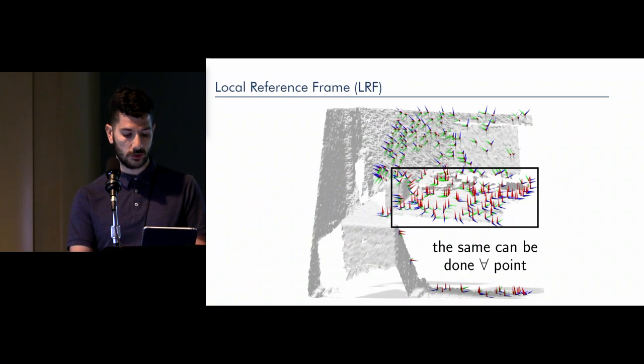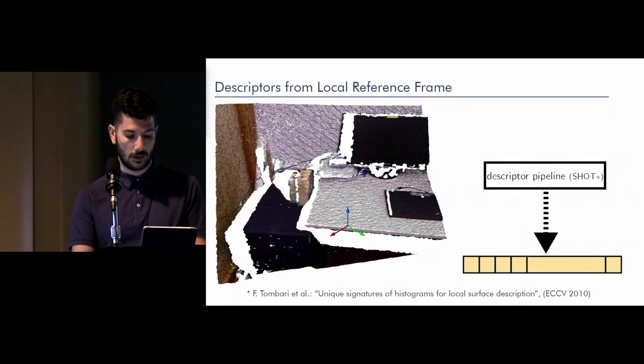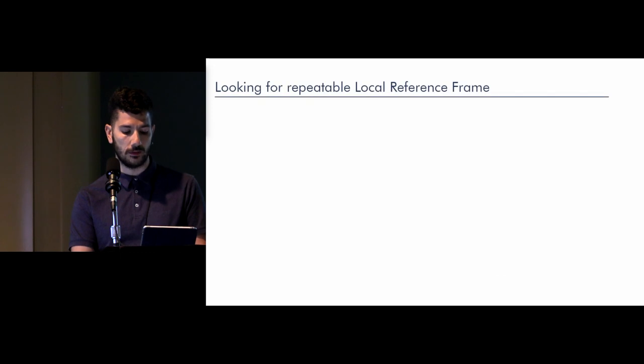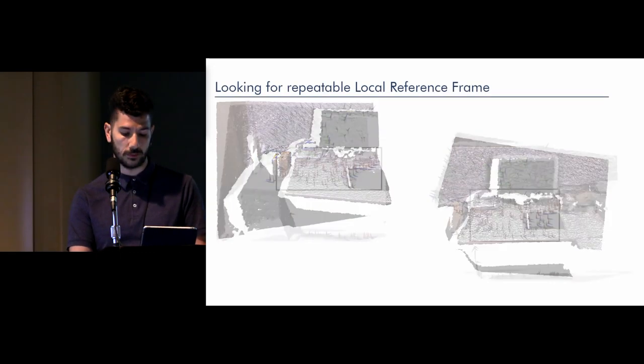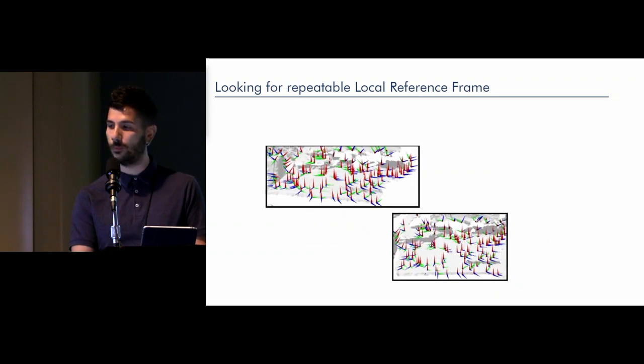In these pictures, we show local reference frames computed on points on a 3D shape. As the descriptors are computed relative to the local reference frame, their effectiveness depends on the repeatability of the underlying local reference frame. In these pictures, we show local reference frames computed on corresponding points of two shapes.